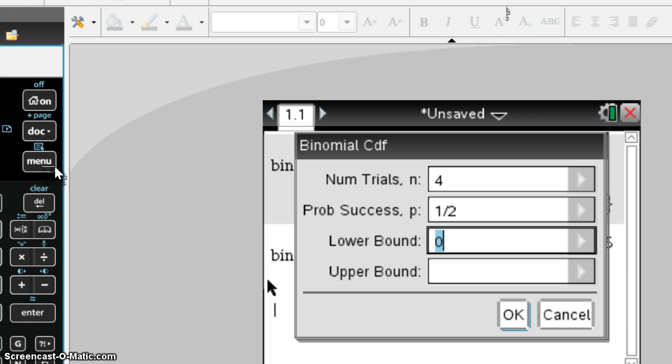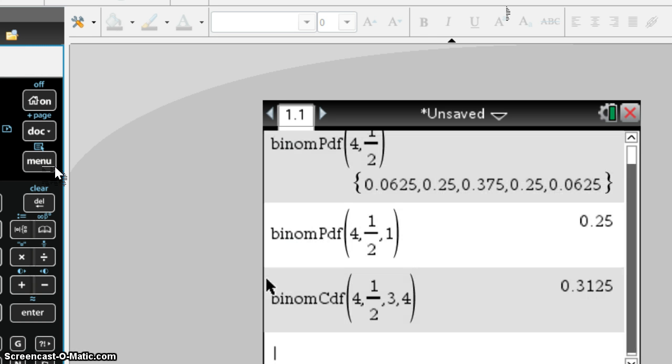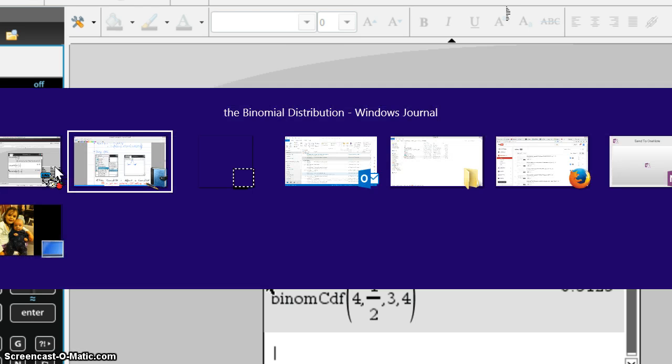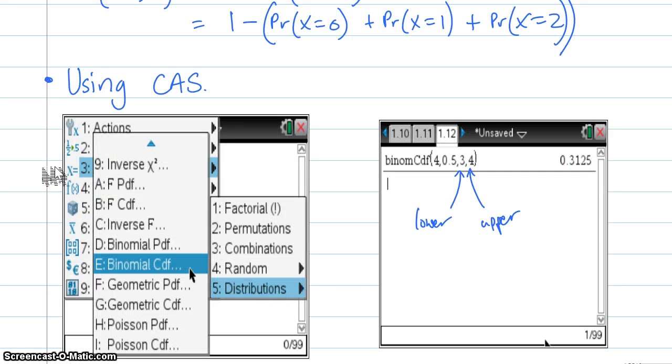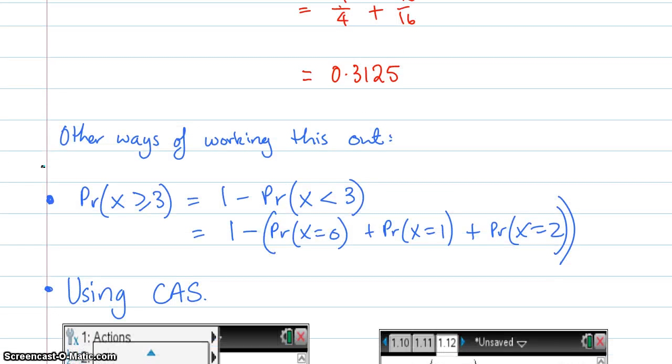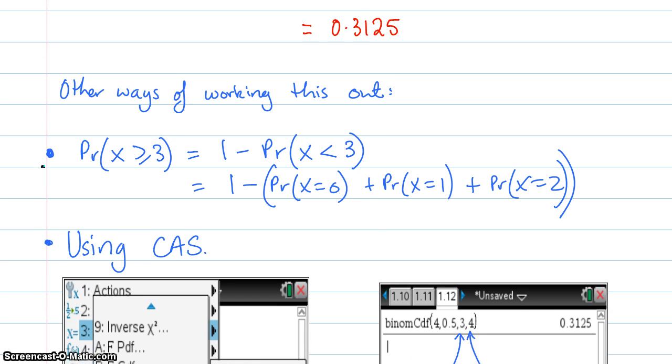And then it says lower bound and upper bound. Now I said at least 3 tails. That means that my lower bound will be 3, and my upper bound will be my maximum, which is 4. And I can push OK, and it gives me the answer that I had before, 0.3125. Okay, so I'll go back to my notes. 0.3125, that's exactly what I had up here, so it's the same answer.